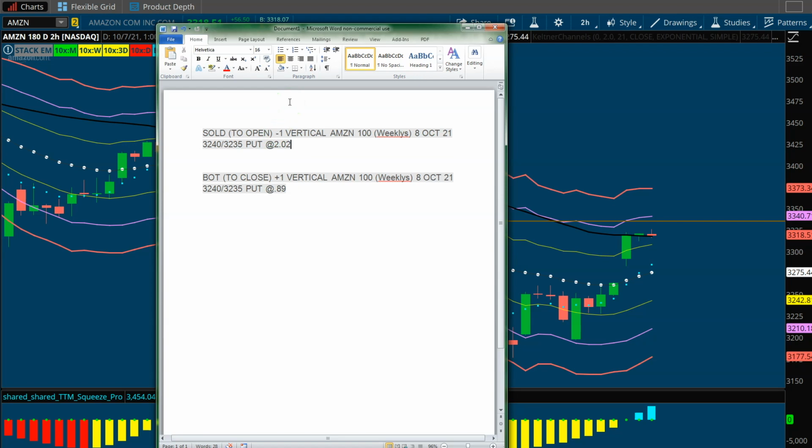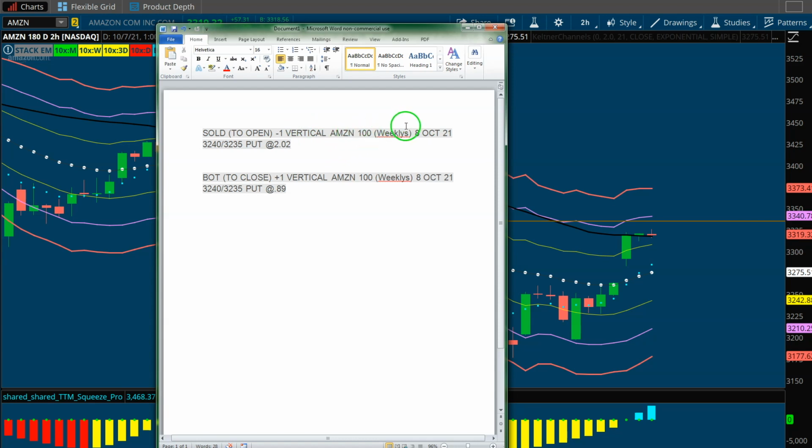And now what kind of trade are we doing? Are we buying calls? Are we buying a debit spread? So are we buying a vertical? Are we selling a vertical? So in addition to whether it's to open or to close, you also want to look, does it start with sold or does it start with bought? B-O-T. So in this instance, we're selling to open an Amazon vertical. So we're selling a credit spread here. Sold to open means I sold a credit spread and I'm taking an entry here.